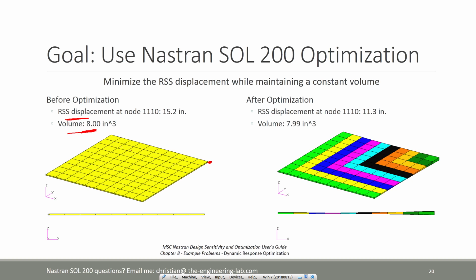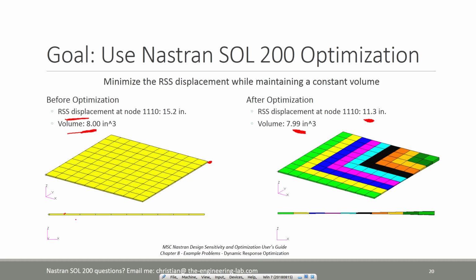We don't want something being drastically different. And so after the optimization, this is what we have. We have a minimized or a lower value of the RSS value, and the volume's pretty much the same as it was before. But note the change in the thickness.